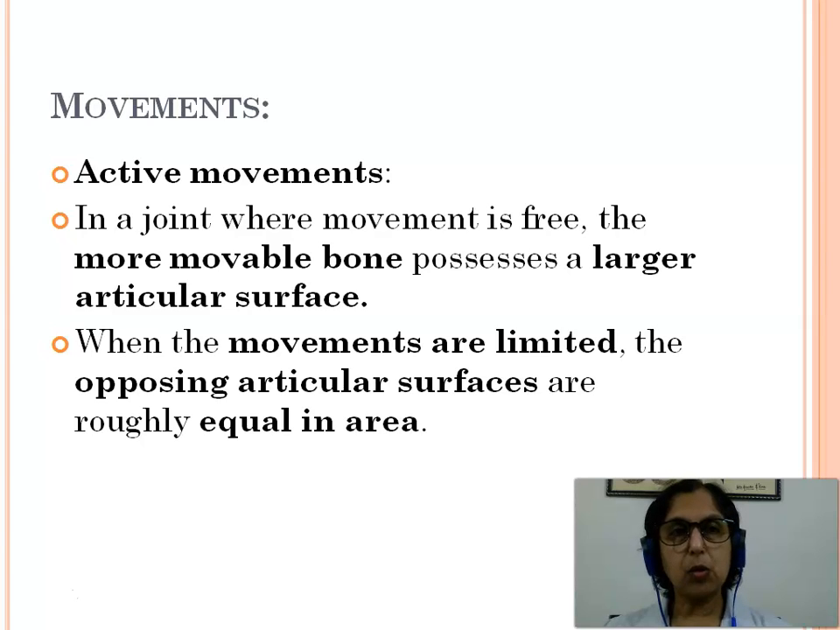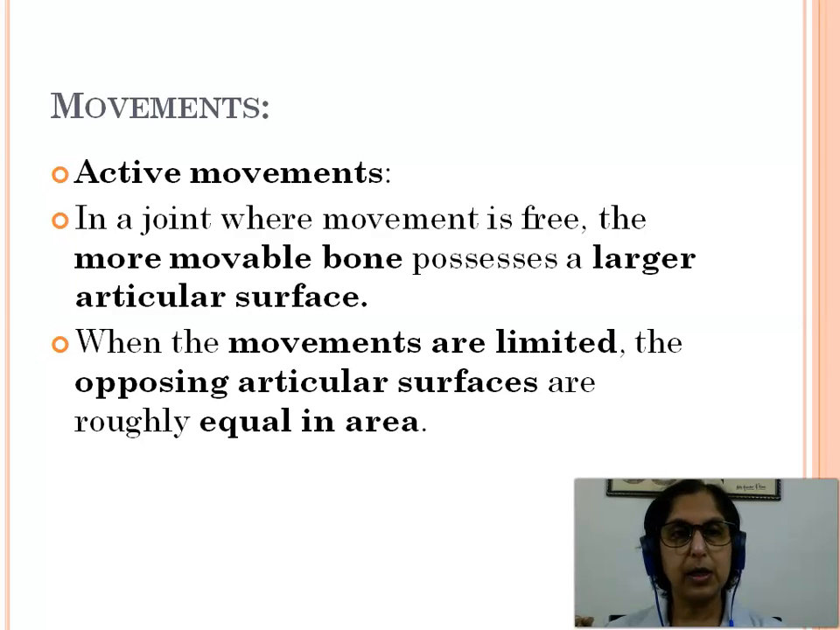Now, when we talk of active movements, in a joint where movement is free, the more movable bone will possess a larger articular surface. Example to be given here would be the shoulder joint, wherein out of the two bones, that is the scapula and the humerus, the humerus is more movable, and hence the articular surface of the head of humerus is 4 times larger as compared to the articular surface of the glenoid cavity of the scapula bone.